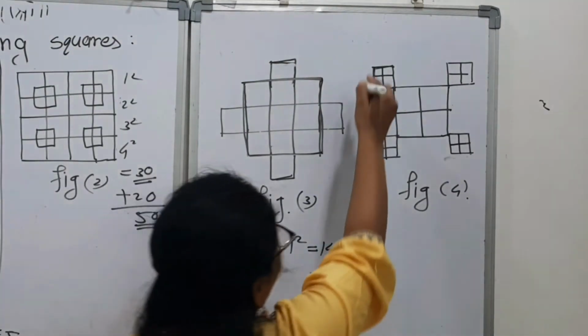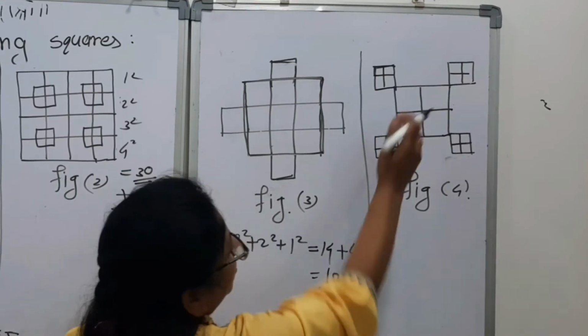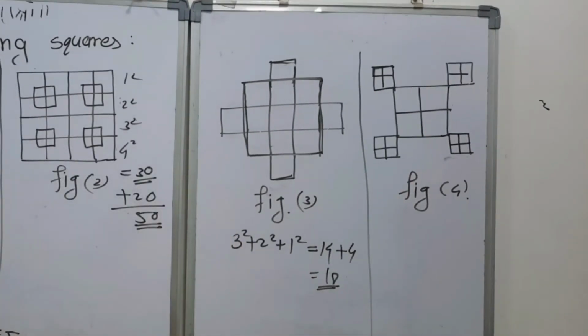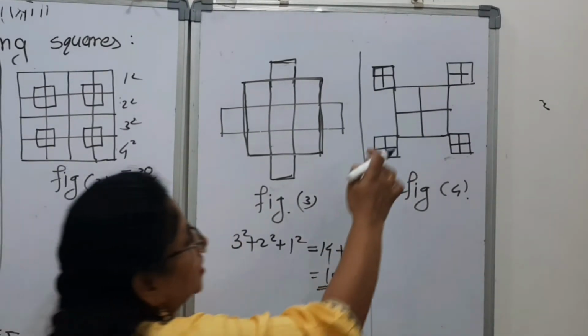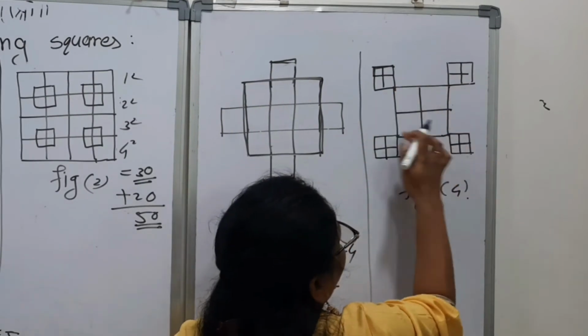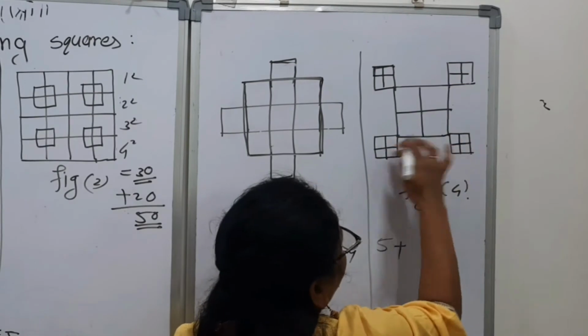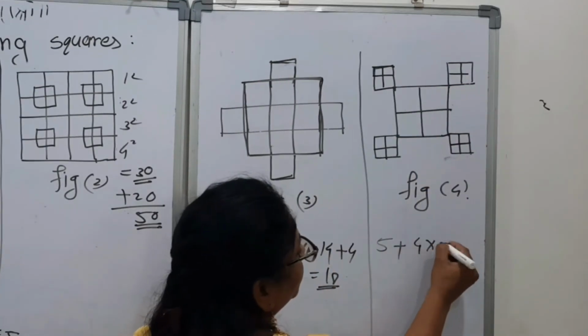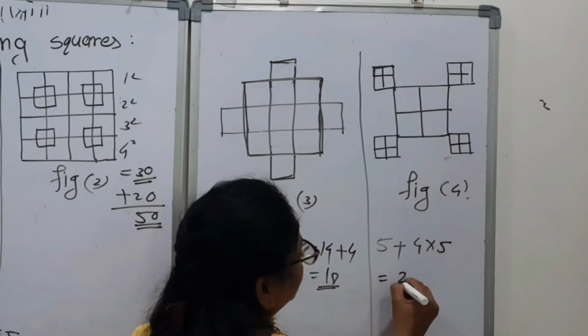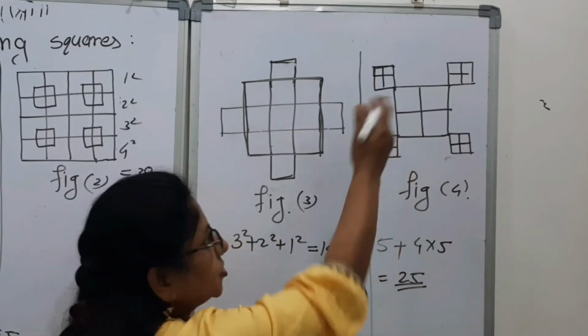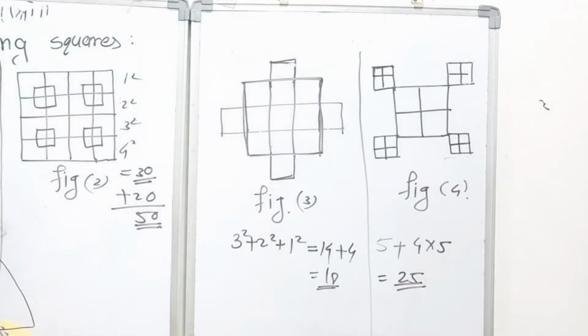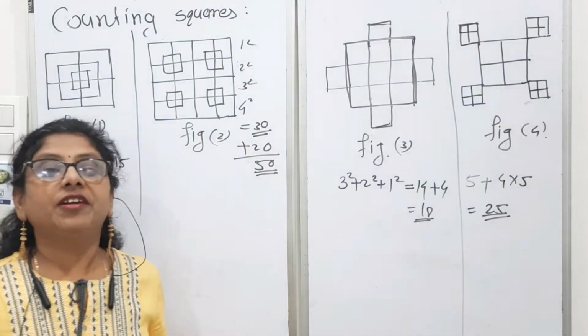And this is the easiest one. We have seen a square with a plus sign means, this is a square with a plus sign, so 5, and these 4 are the same, that is 4 into 5. In total 25 squares are there. Okay. Now one more figure is there.